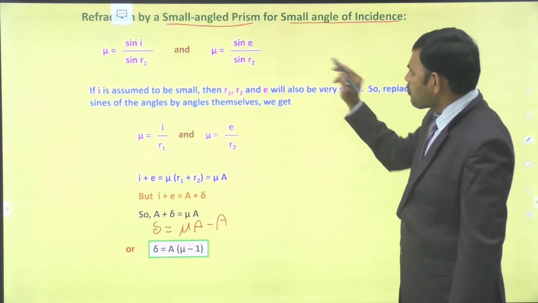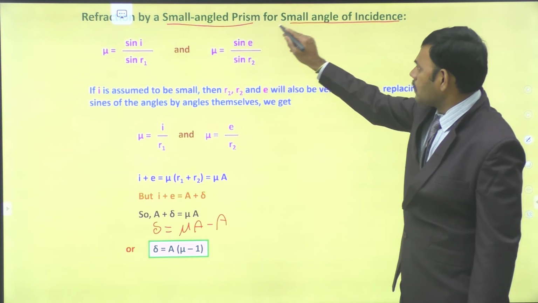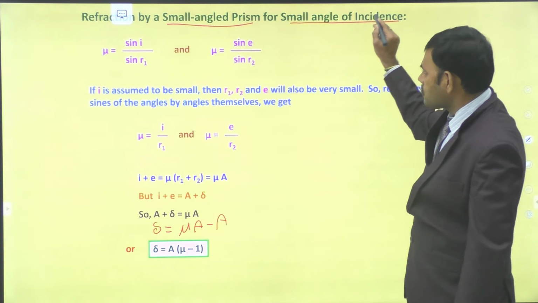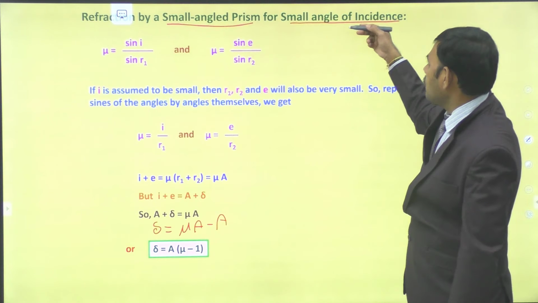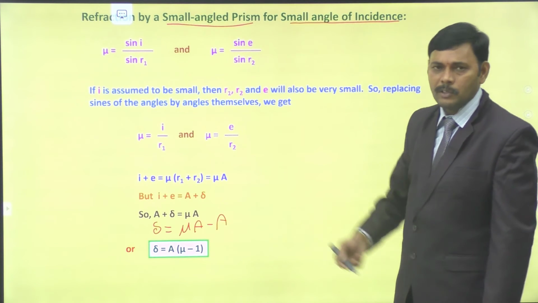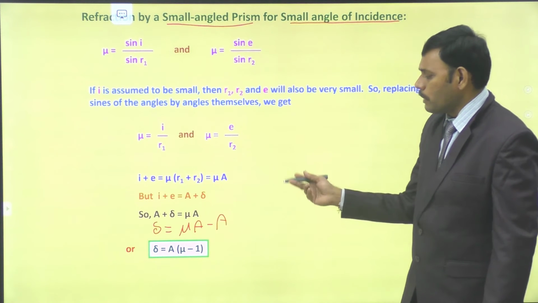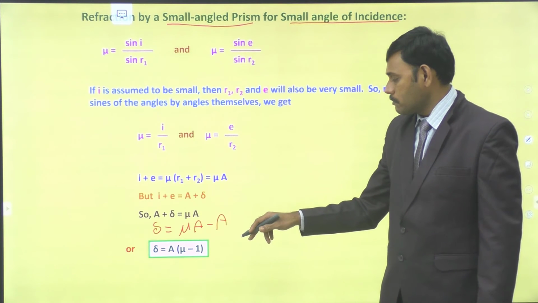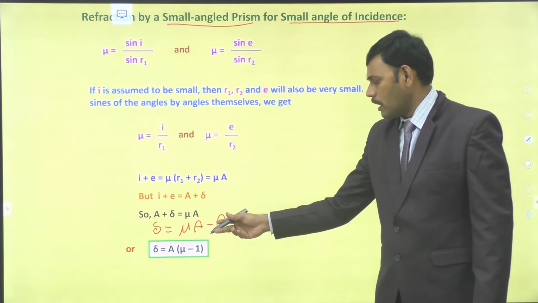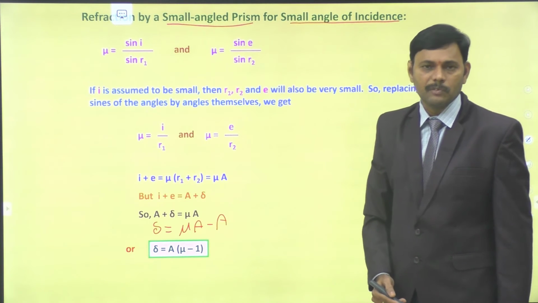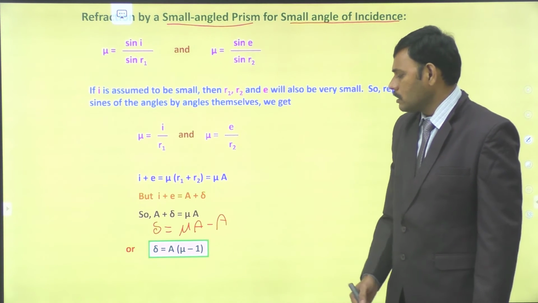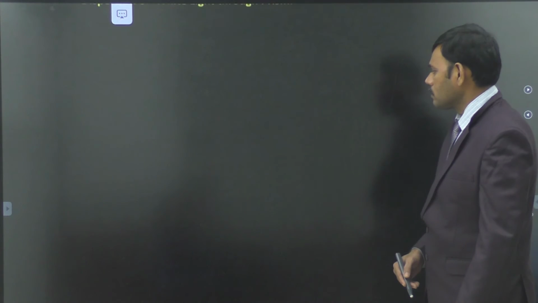So, for a small angled prism as well as for small angles of incidence, whatever the incident angle may be, as long as they are small in value, the deviation is given by A into (mu minus 1). A is the angle of prism, which is a small value, and mu is the refractive index of the prism. Then deviation is A into (mu minus 1).